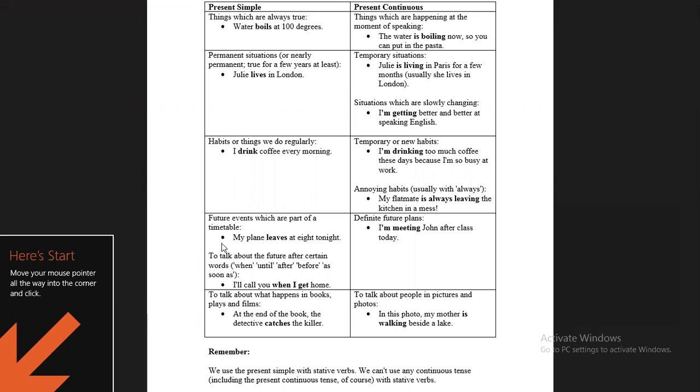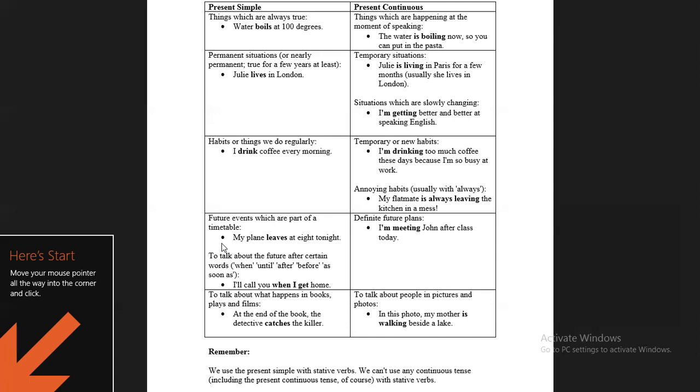Let's look at the second column, present continuous. We use it with things that are happening at the moment of speaking, like the water is boiling now. So I'm in the kitchen watching the boiler, or I'm watching the water boil right now. The water is boiling now, so you can put in the pasta. So this action is temporary, it's happening right now.